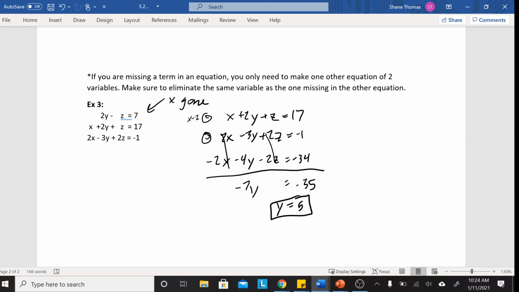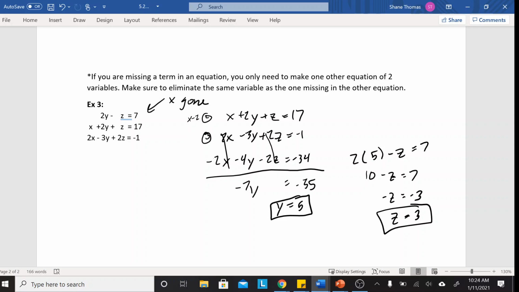Now I'm going to look back to my other set of 2 equations, 2 variables. Well, this would just be my first equation now. 2 times 5 minus z equals 7. 2 times 5 is 10. Subtract the 10 over, so I have negative z equals negative 3. So z equals positive 3.